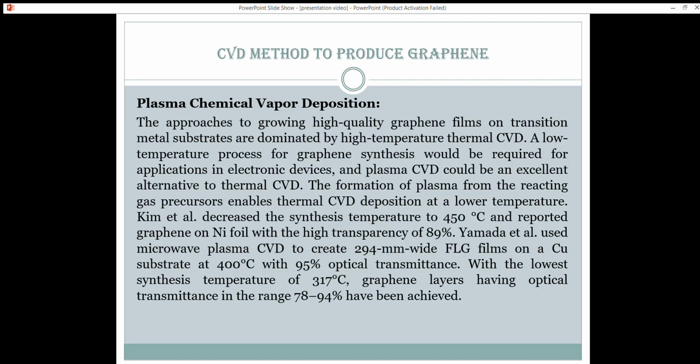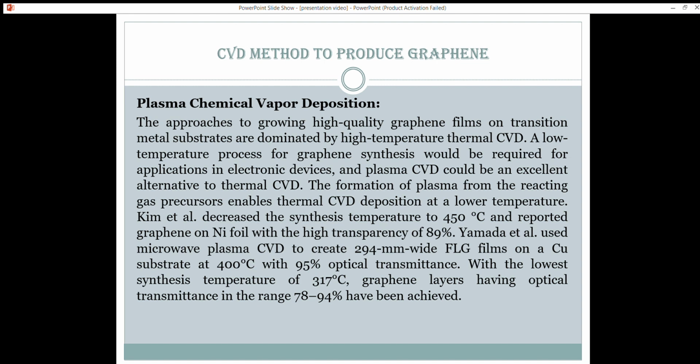So what is the plasma chemical vapor deposition method? By using this method, we can produce graphene at even low temperature, and the optical transmittance produced by this method also increases. The approaches to growing high quality graphene films on transition metal substrates are dominated by the high temperature thermal chemical vapor deposition method. A low temperature process for graphene synthesis would be required for its application in electronic devices, and plasma chemical vapor deposition could be an excellent alternative to the thermal chemical vapor deposition method.